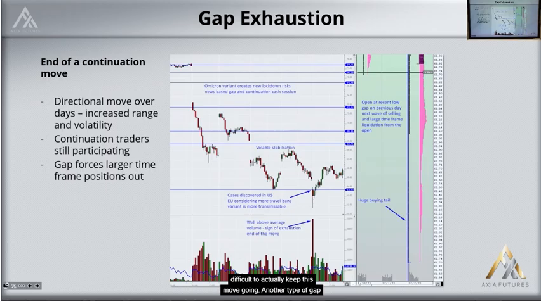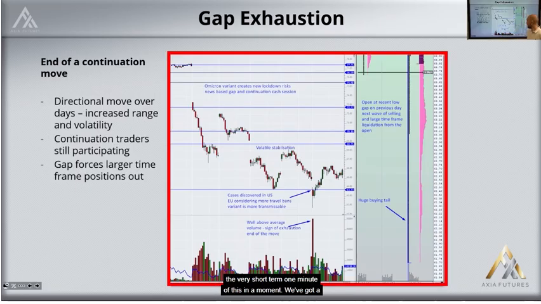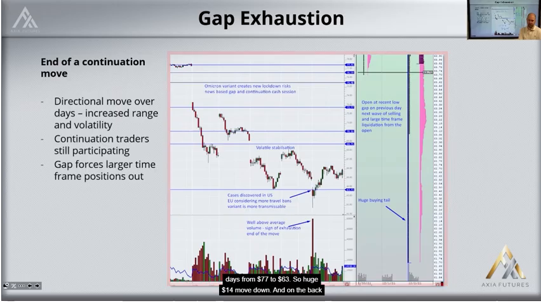Another type of gap that you will see, and technically this is one that you can go for straight off the open. I'll show you the very short term 1 minute of this in a moment. We've got a highly volatile market. This was caused by the Omicron variant coming to the general public's knowledge around Thanksgiving 2021. This creates a huge amount of volatility in oil, and so we get a drop over the course of 3 days from $77 to $63. So a huge $14 move down.